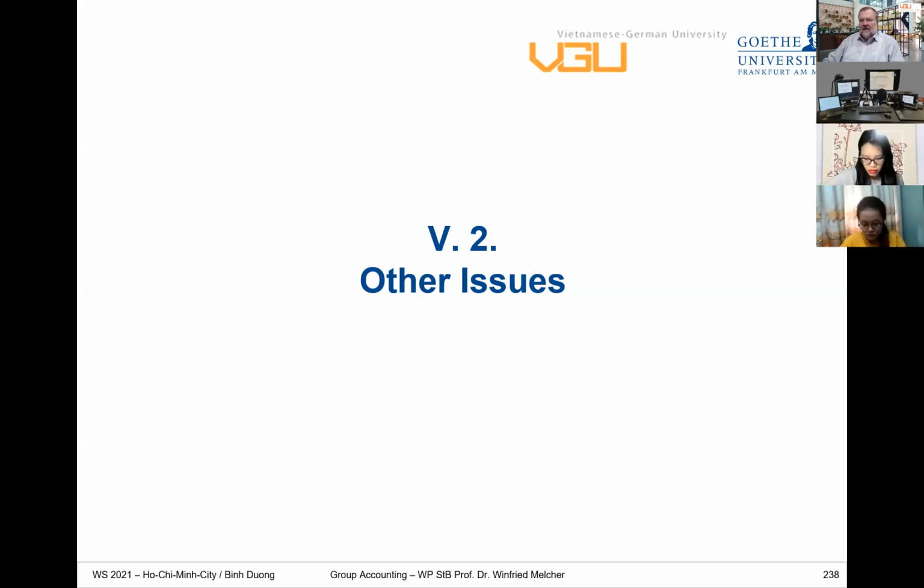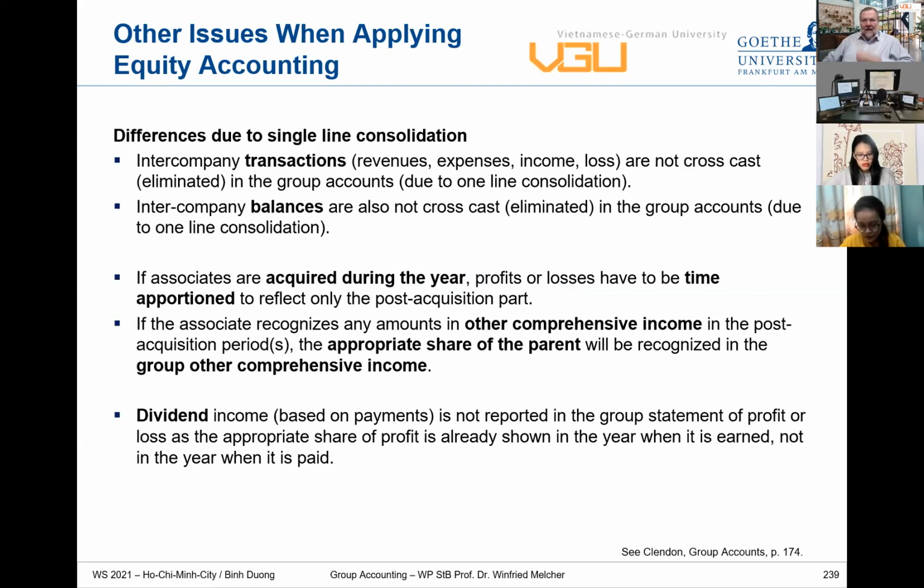We want to look at other issues now that have to be looked at during consolidation, and we will start with differences to single line consolidation, so other issues when applying equity accounting. So we have a lot of intercompany transactions also with associates. So what would we do when we have a transaction between an associate and, well, a group company?